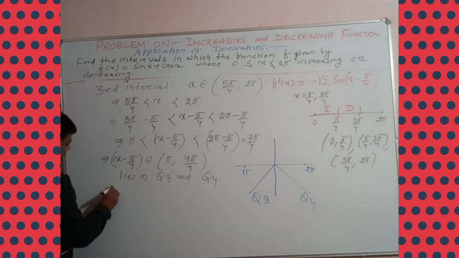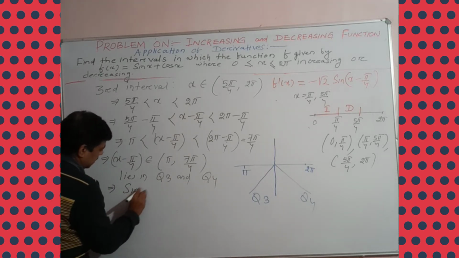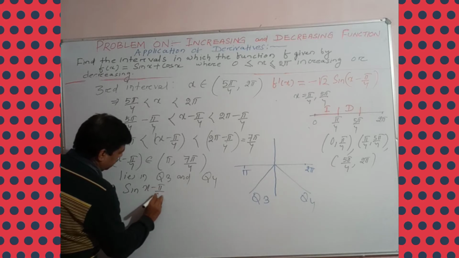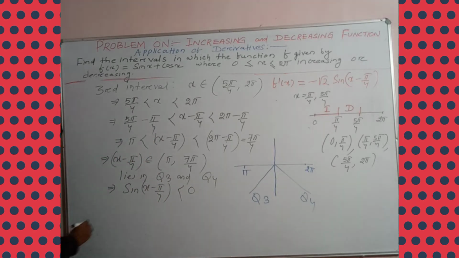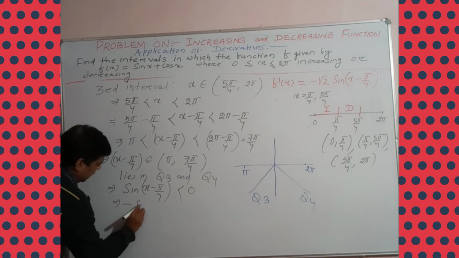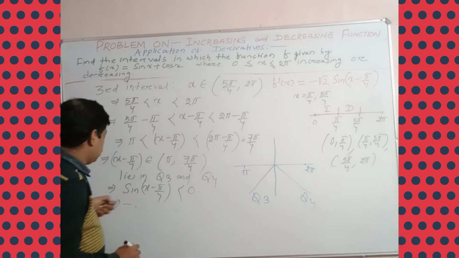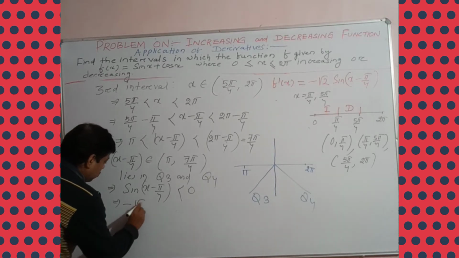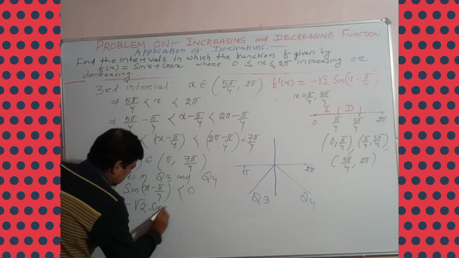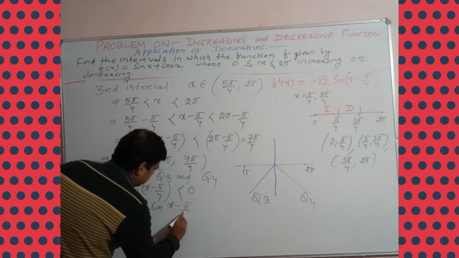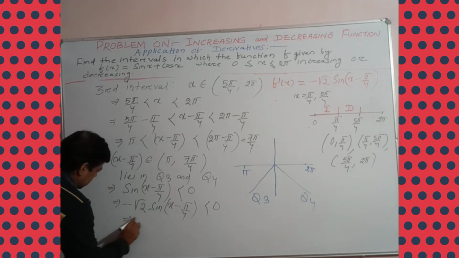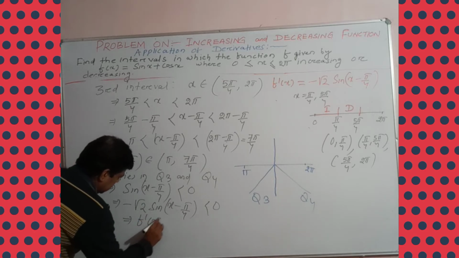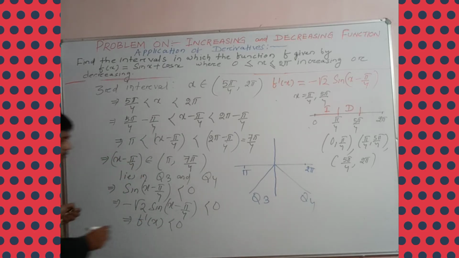The sign is negative. That implies sin of x minus pi by 4 is less than 0. Negative means less than 0. That implies minus, what is the function f dash x? Minus root 2 times sin of x minus pi by 4 is less than 0, and that implies f dash x is less than 0.